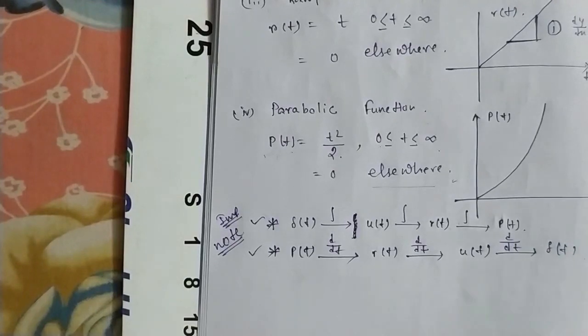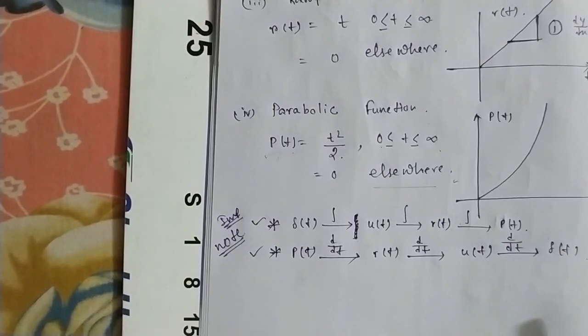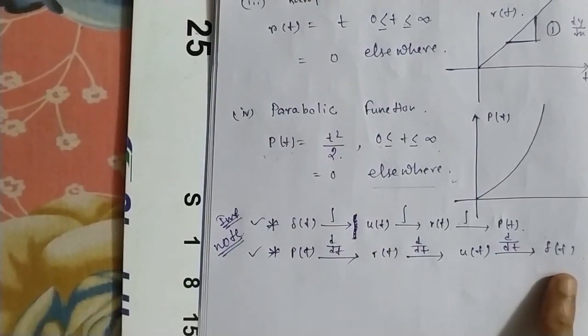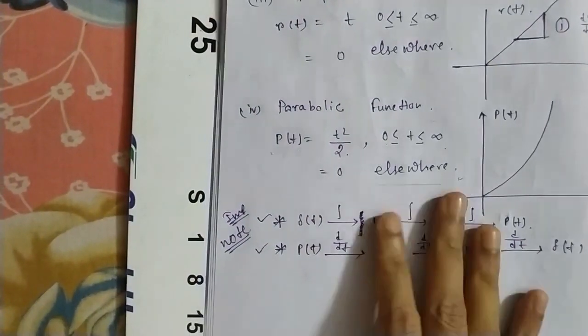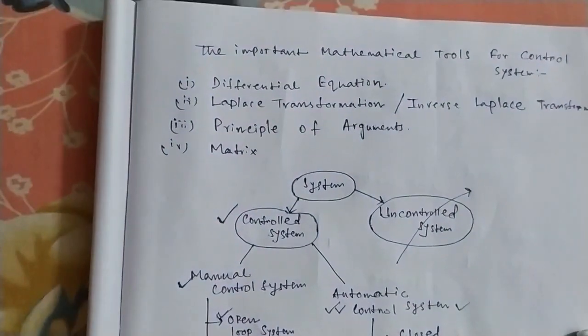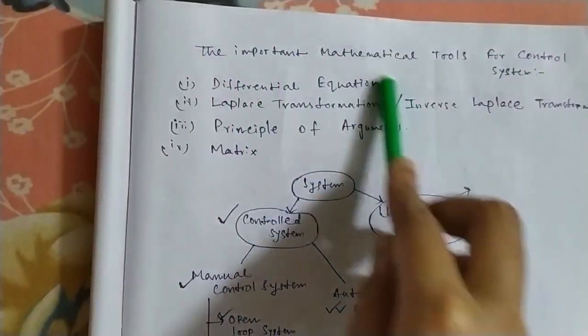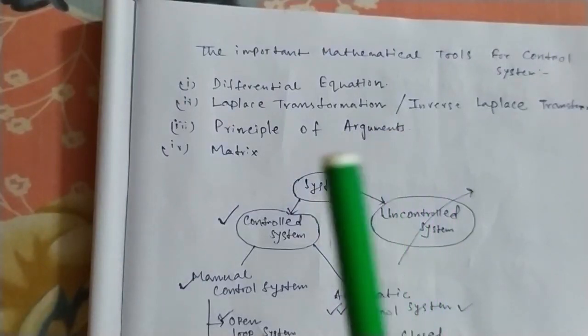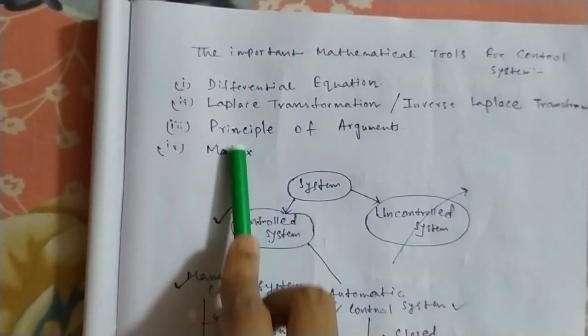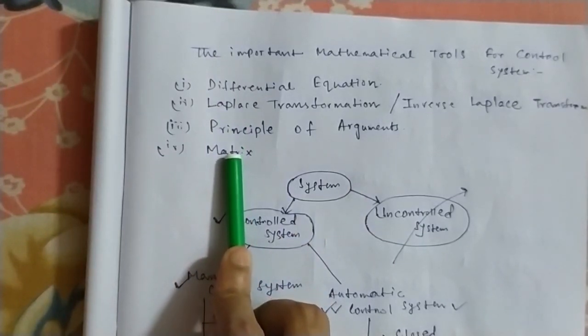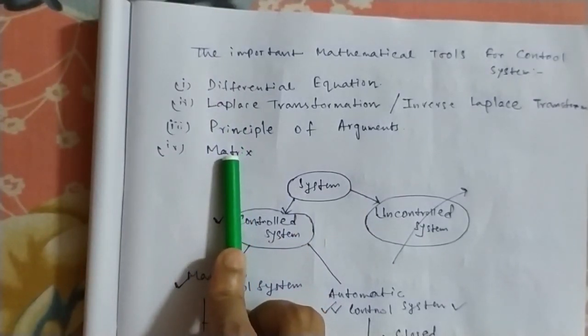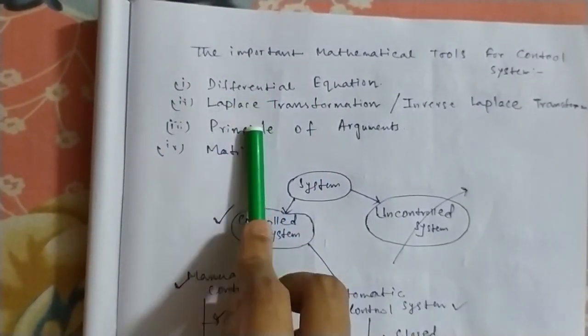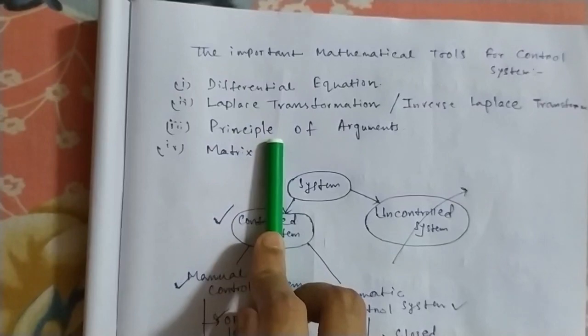So please watch our series about the control system. I think you will get confidence in your control system. You will do good in your control system. So I am recommending you to be prepared and build your confidence in these four mathematical tools. Otherwise you cannot do well in your control system. These four mathematical tools are the building blocks of your control system.